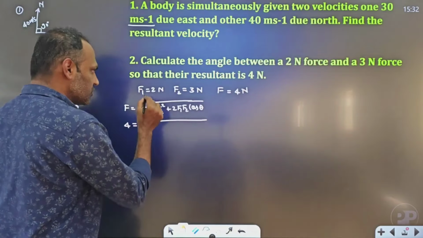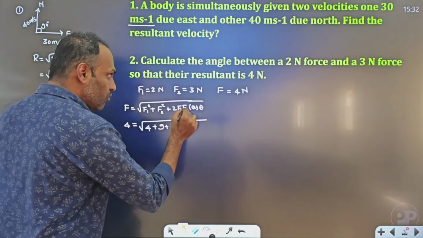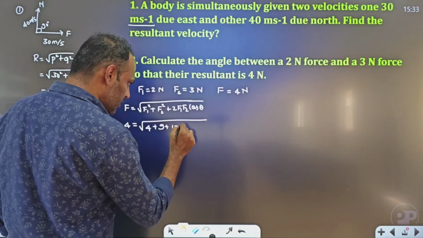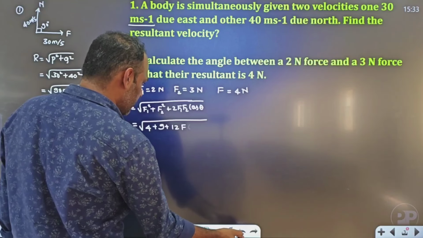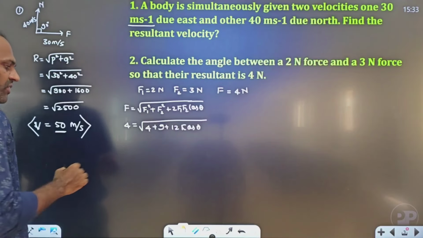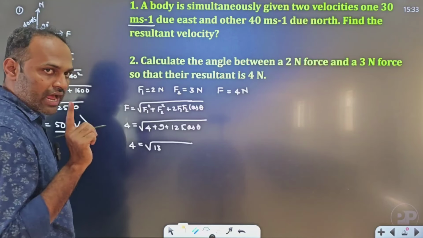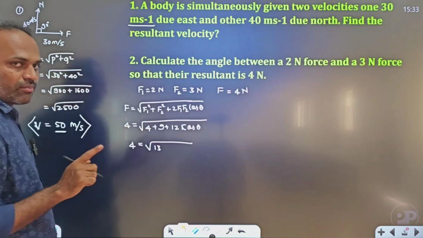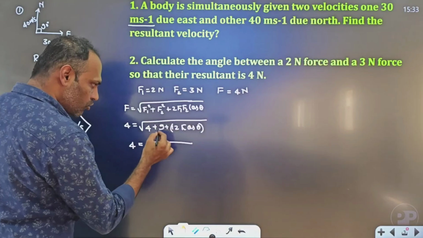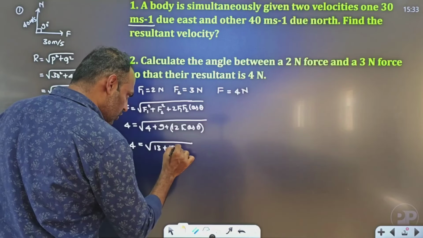Okay, root of F1 square, that is 2 square, 4, F2 square, 3 square, 9, and 2 into F1 into F2. So 2 into 2 is 4, 4 into 3 is 12. So we got 12 cos theta, right? Now we can write it like this: 4 is equal to root of 4 plus 9 is 13. You cannot add 4 plus 9 plus 12, because 12 is multiplied by cos theta. So you must take this as a completely separate term. So 4 plus 9 is 13 plus 12 cos theta.